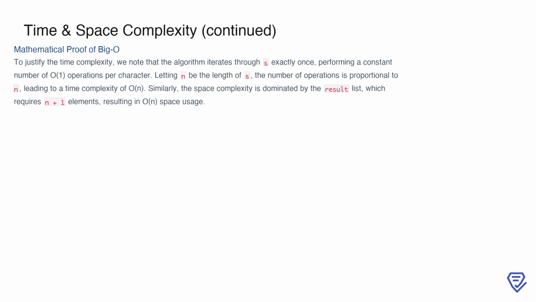For space complexity, the primary contributor is the result list, which stores n plus 1 elements. This means the space required grows linearly with the size of the input, leading to a space complexity of O(n). Together, these analyses confirm the efficiency of the algorithm in both time and space usage.